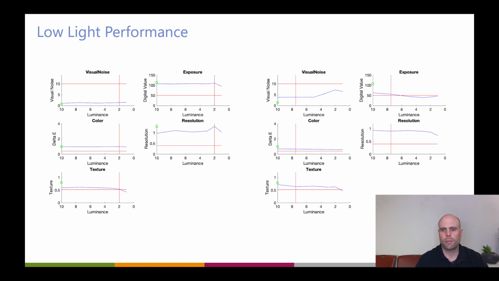Have a look at the camera on the right. There we see that the exposure at 5 lux falls below the threshold. So the image is simply too dark at 5 lux. So that's why the low light performance is measured as 7.5 lux for this device.